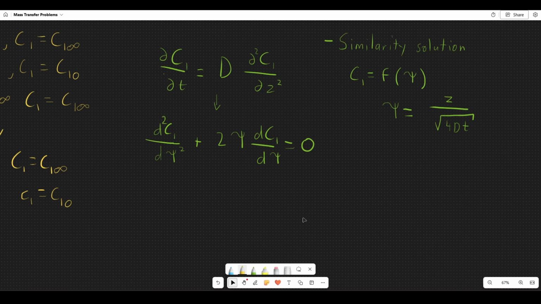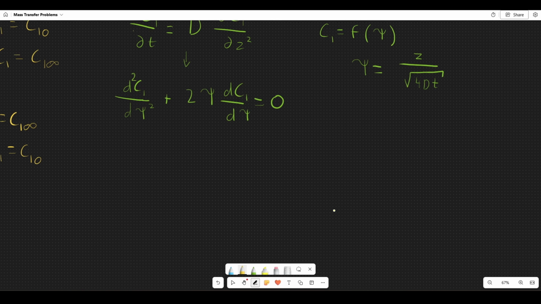And so if you want to, we can solve this by basically saying, let y equal dc1 by d psi. And so what that means is now we have normal differential equation solving methods. And so we get this, then you do dy, you can take basically the integral, if I was to pull this on the, actually let me do that.